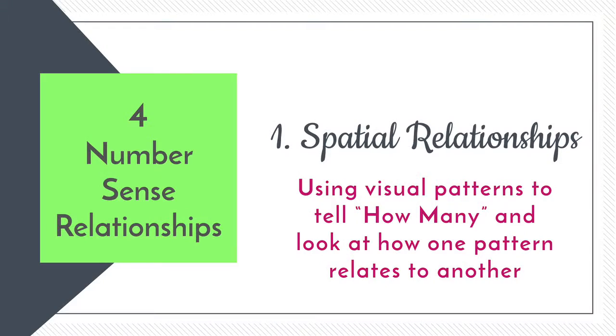I mentioned 4 number concepts. The first one is spatial relationships. This ties to last week's information about subitizing, which is being able to see how many without having to count. So spatial relationships is taking the relationship of like, this is 4, but also knowing how it relates to other visual patterns. So this is 4, but this is 5. How do they relate to each other, right?